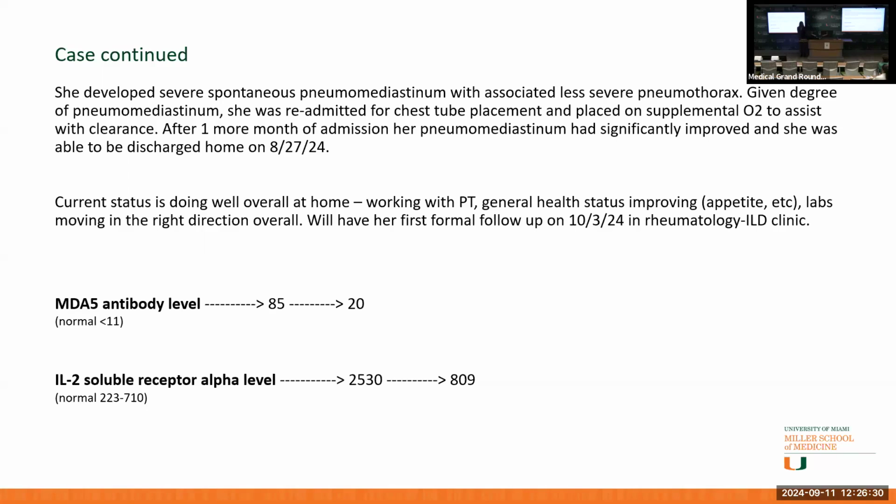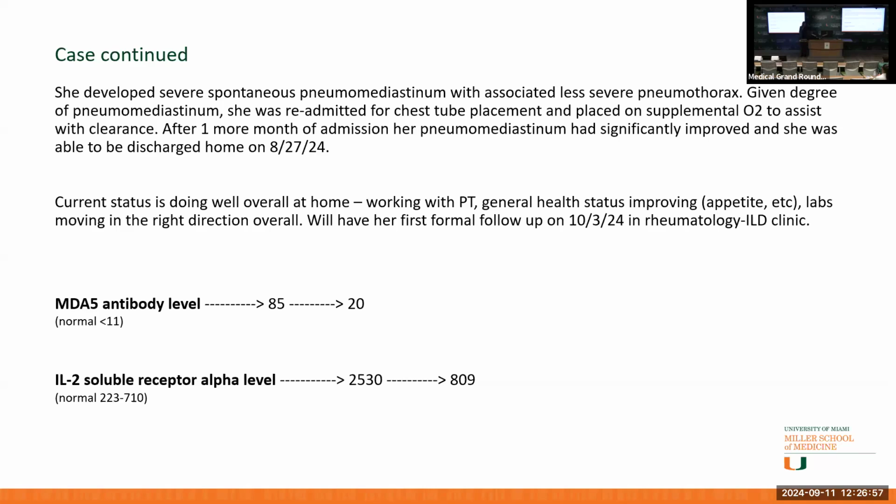She did have a complicated course because she also had pneumomediastinum, which was severe and spontaneous. She was admitted for a month where we had to wait that out with a chest tube, and she ended up getting a blood patch. But then that completely resolved too, and she overall did well. She is at home, and she's doing really well. She is a patient of mine that has my cell phone, so I'm very aware of her. But she's improving. She's working with PT.